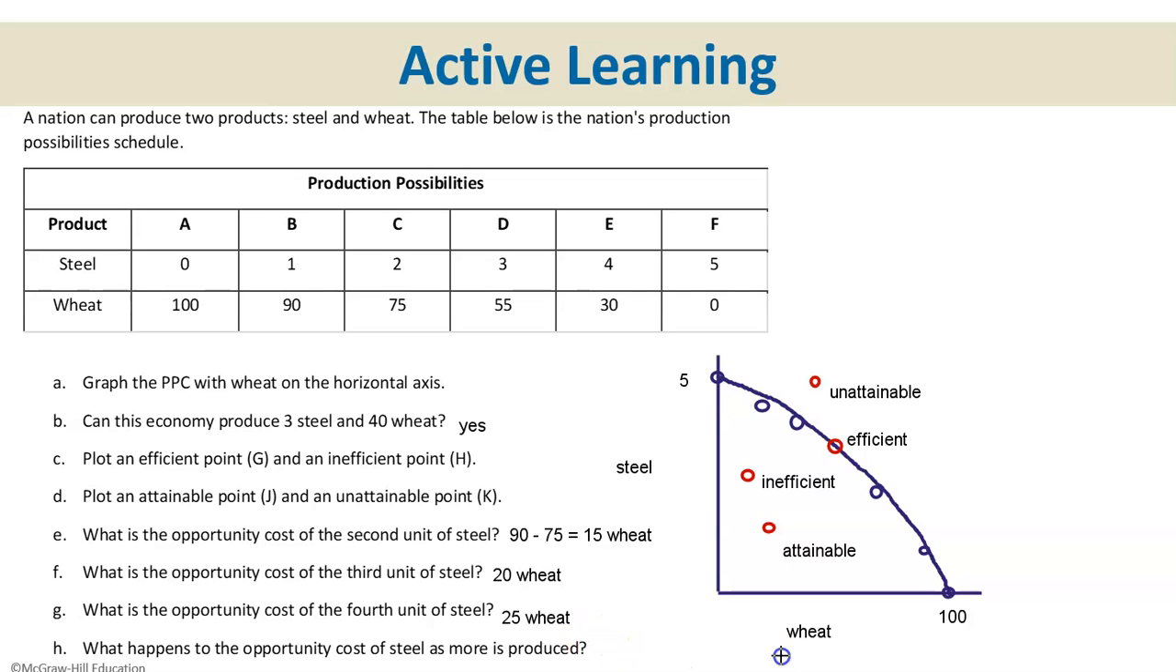So what's happening as we move from point to point to make more steel? We're getting our second unit, our third unit, and our fourth unit of steel. The opportunity cost is increasing. Okay. You may also want to jot down here, that's the law that we talked about, the law of increasing opportunity cost. The more steel that we produce, the higher the opportunity cost will be.